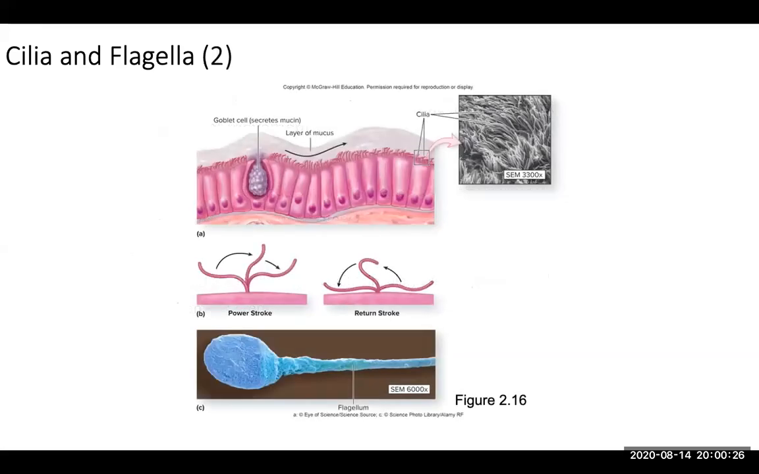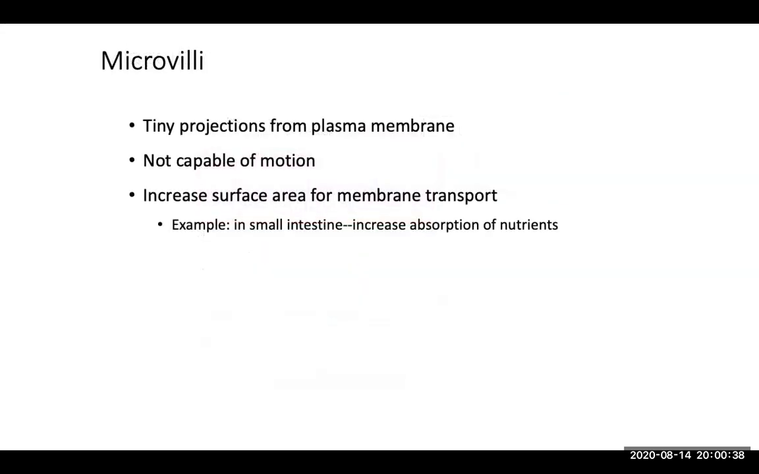And this is a look at cilia, how they move layers of mucus across the surface, for example, in the respiratory tract, and that is a flagellum attached to a sperm cell. You can read through microvilli: not capable of motion, but they're tiny projections from the plasma membrane. They are found in your small intestine and they help increase absorption.